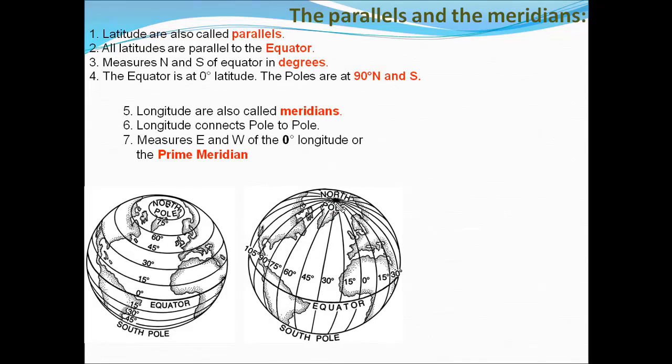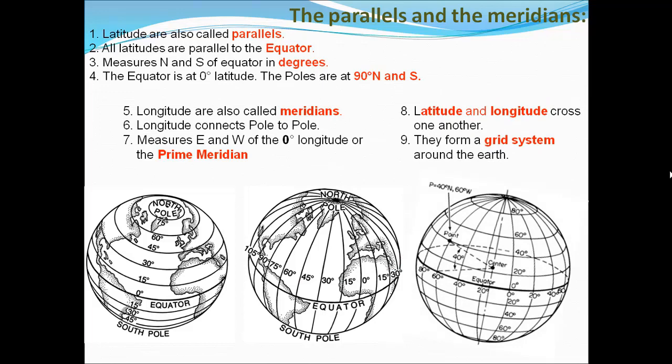Now we'll learn about longitudes. Longitudes are also called meridians and they have been drawn from pole to pole, mainly connecting the North Pole to the South Pole. It measures east and west of the 0 degree prime meridian. After latitude and longitude, we'll understand what happens if you superimpose both these imaginary lines. As you can see in this third sketch, the network of the grid system. The horizontal concentric lines drawn on this globe are latitudes, and these vertical lines drawn from the north to south pole are longitudes. They cross each other, forming a perpendicular pattern at these vertices. And this is called the grid system around the earth.